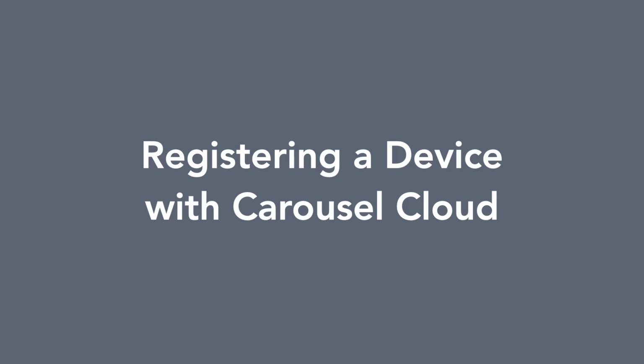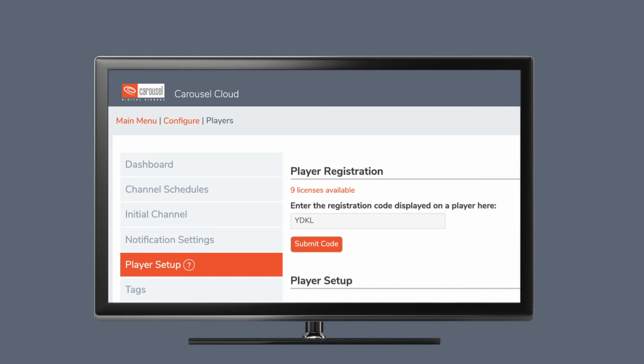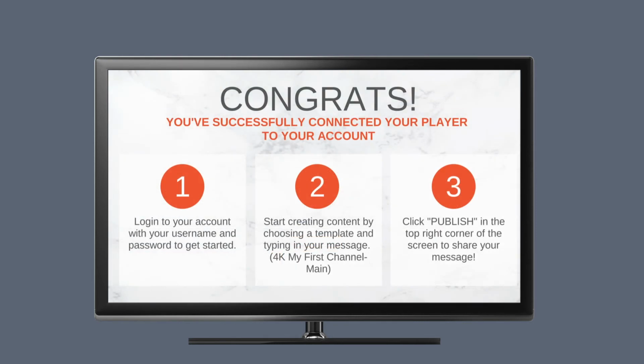And how you'd actually register it in Carousel Cloud is you would jump into the Carousel Cloud server, again under player setup, and you do player registration. You type in the 4-digit code, submit the code, and now the player's online. And what's cool is what you'll see when that player's online is this "Congrats, you've successfully connected your player to your account." So it gives you this nice confirmation that now you're talking to Carousel Cloud, and away you go.